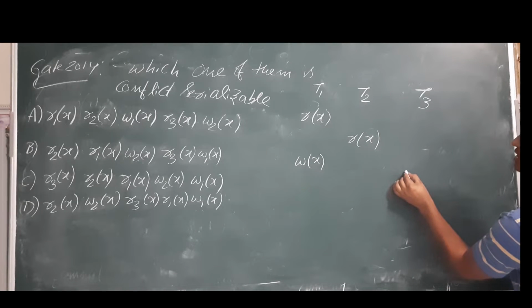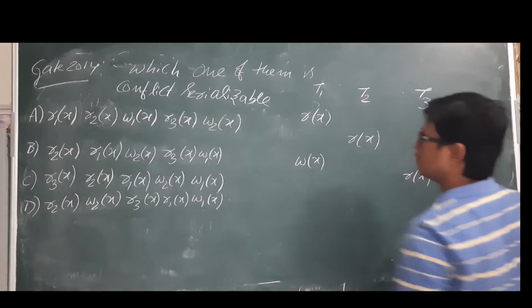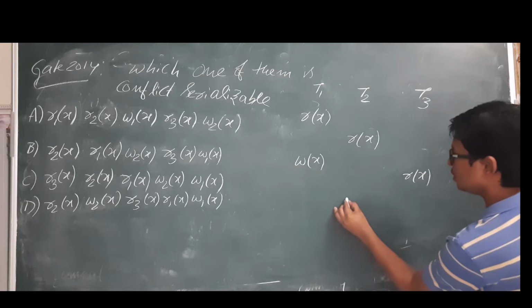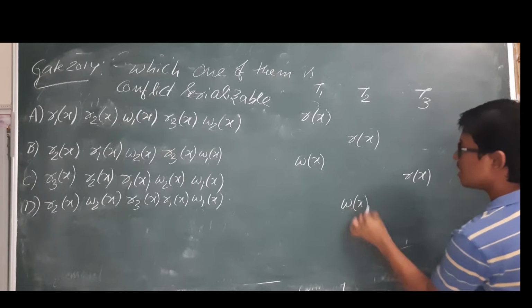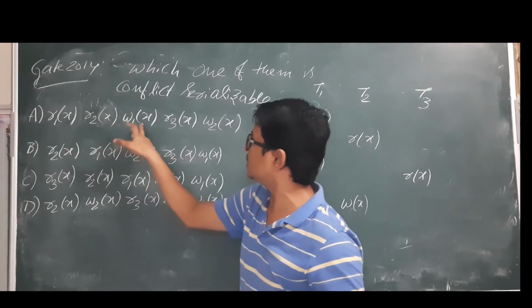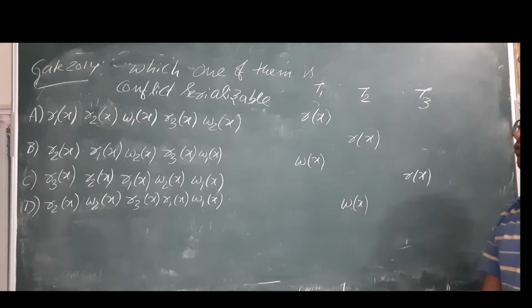Okay, in transaction 3 you write R of X because it is written R3 of X. Then we have W2 of X, so we have to write W of X. After writing, please check it clearly. How many operations are there? 5 operations are there, and we have written all the 5 operations.